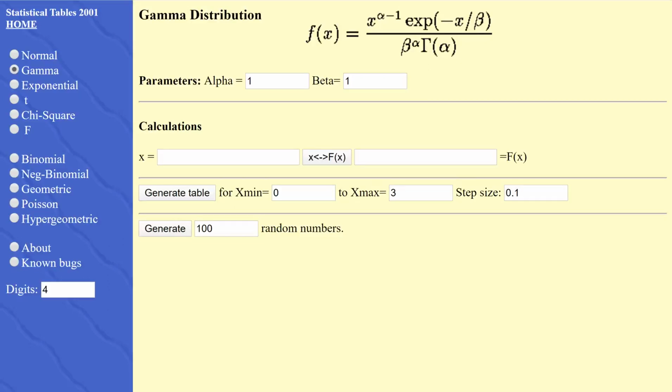Okay. So here you can see after you input different alpha and beta values, you get a table. So you can choose to enter the x values and then you get the CDF values, or you can choose to enter the CDF values and that gives you the x values. Okay, so we'll come back to this website when we go over examples. All right, let's continue.